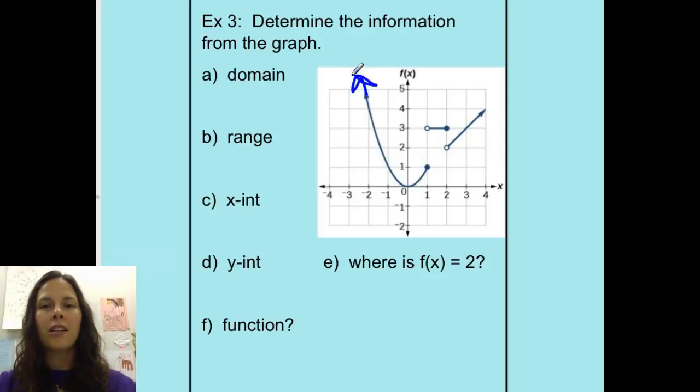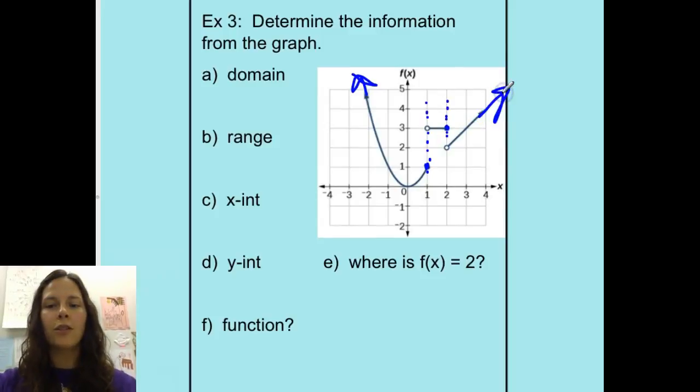Now what we have to check is where there's a break in the graph. If we look at the x value of 1, we have an open circle at 3, which means it's not part of the function. But down here, there is a closed circle. So there is an input of x equals 1, and the same thing happens at x equals 2. There's a closed circle as well as an open circle. Off to the right, we've got that arrow going towards positive infinity. So once again, we have a domain of all real numbers.